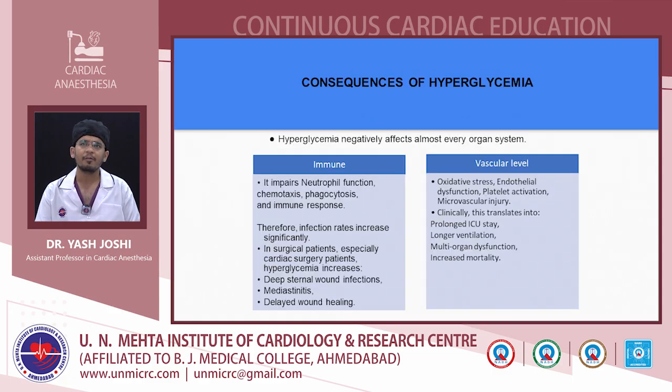Hyperglycemia can adversely affect almost every organ system. At the immune level, the elevated glucose level impairs neutrophil chemotaxis, phagocytosis as well as bacterial killing. So this predisposes the patient to infection.